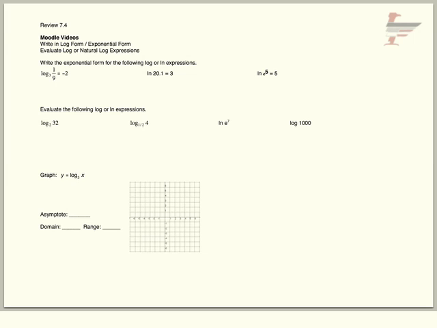But the first one, log base 3 of 1/9 is negative 2. So your base of the log is 3, which means the base of your exponent is also 3. And then if you raise that to the negative second, you should get 1/9. And of course, mathematically that checks, so you know you have it in the right order.